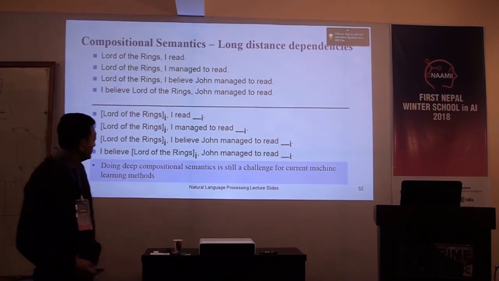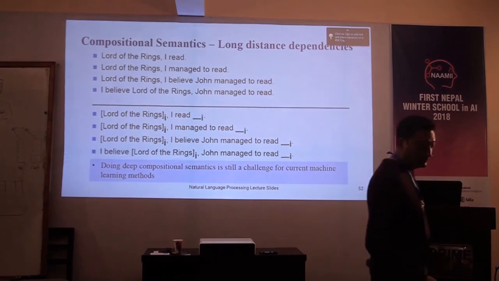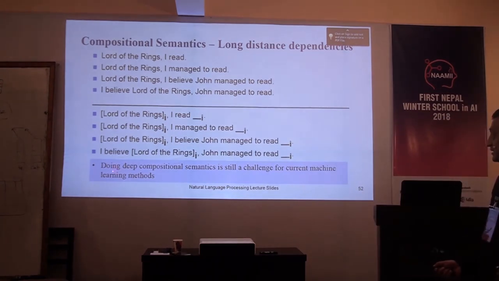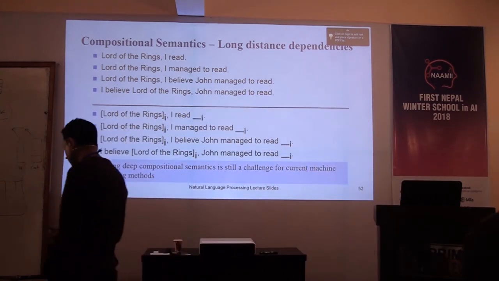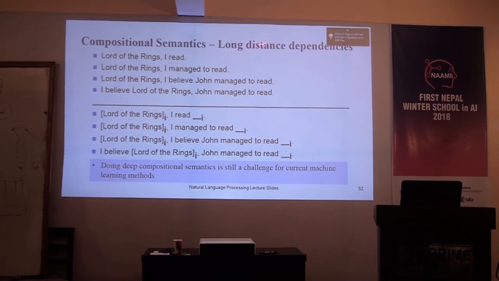So now I want to say a little bit about where we are. So the key point is that doing deep computational semantics is still a challenge for current machine learning methods, including current deep learning methods, right? And why is that? Well, one reason you can think about is what's known as long-distance dependencies. So here, if you look at this example, Lord of the Rings, I read, this sentence is equivalent to I read Lord of the Rings. Lord of the Rings, I managed to read, is equivalent to I managed to read Lord of the Rings.